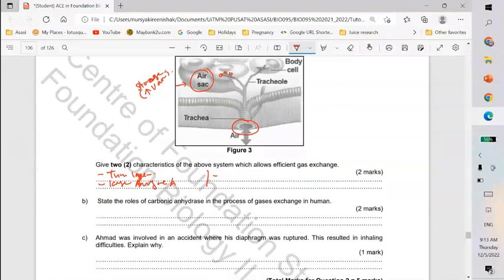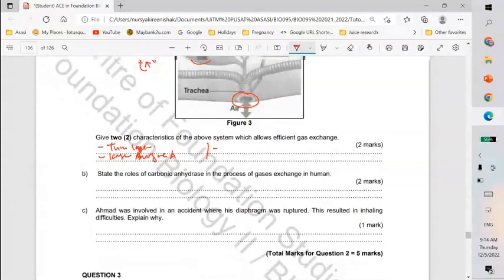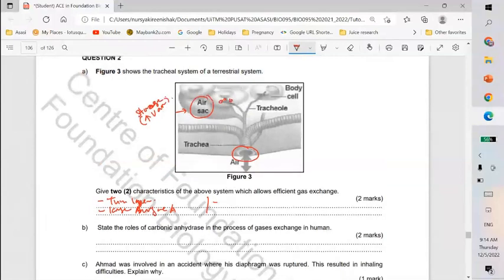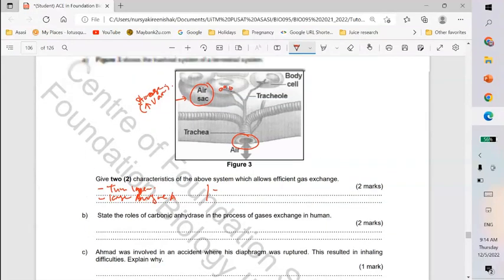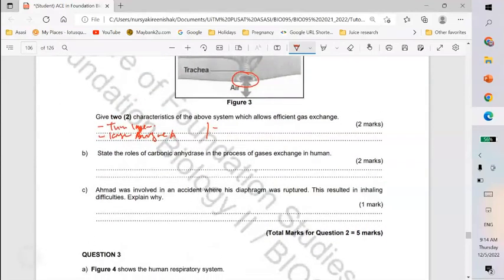Okay, is there any more? Another point you can say there: the tracheal system transports air directly to each body cell. The tracheal system of insects is special because the tracheal tubes extend to each body cell, so the tracheal system transports air directly to each body cell. So that is another characteristic of the tracheal system. Okay, so thank you, Ain, Nadira.